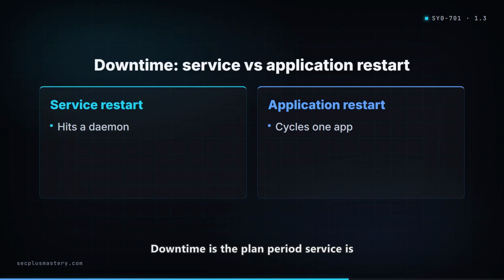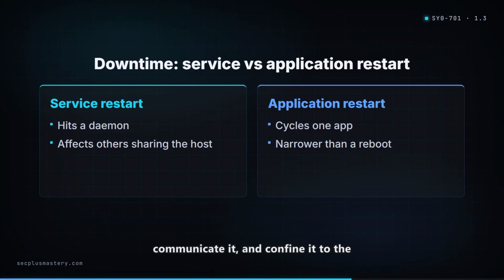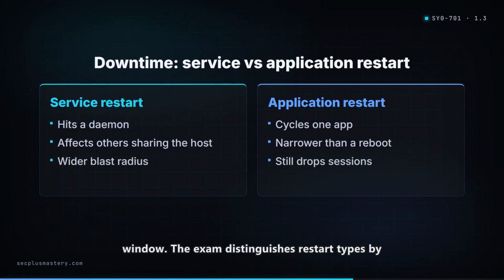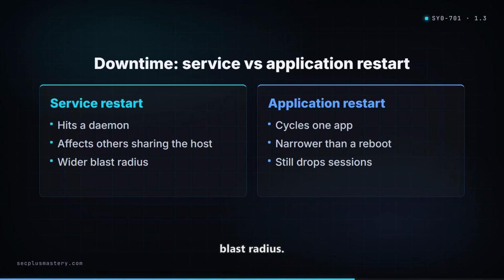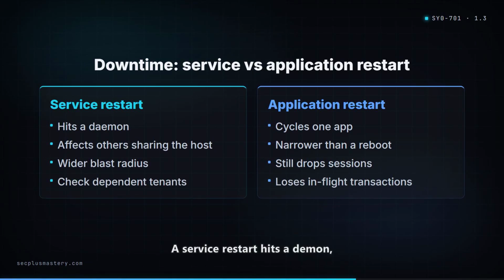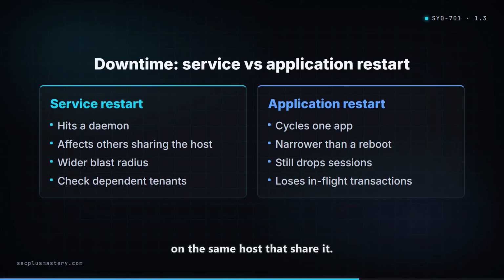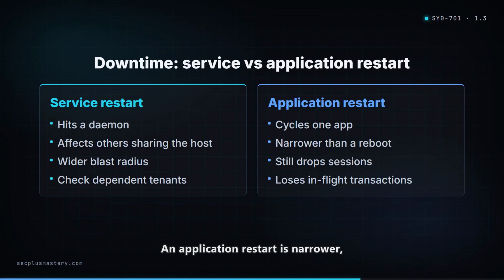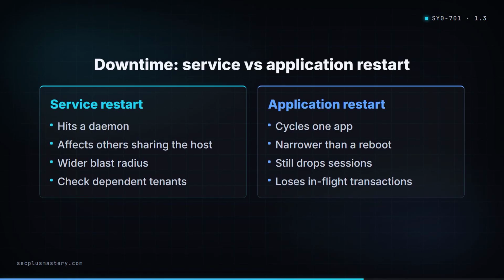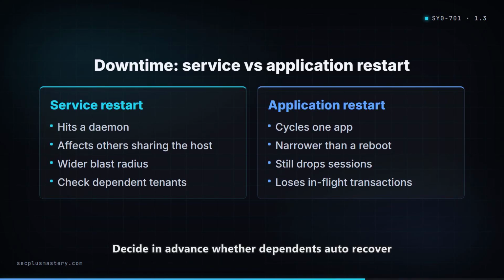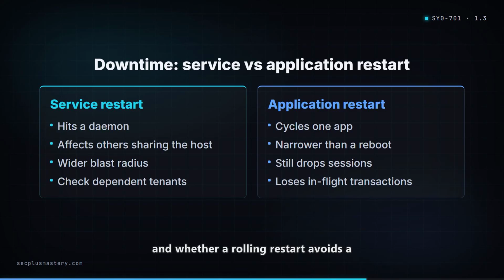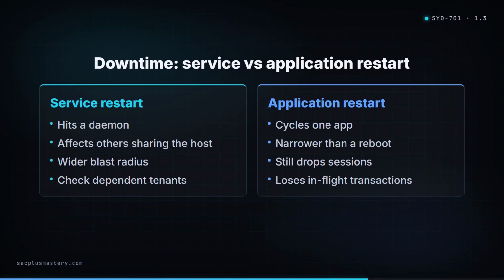Downtime is the planned period service is unavailable, so you estimate it, communicate it, and confine it to the window. The exam distinguishes restart types by blast radius. A service restart hits a daemon, but watch for other apps or tenants on the same host that share it. An application restart is narrower, but still drops active sessions and in-flight transactions. Decide in advance whether dependents auto-recover and whether a rolling restart avoids a hard stop and start.